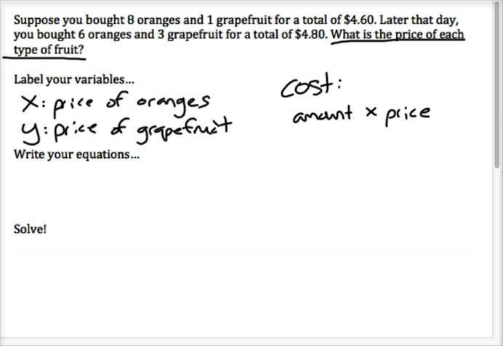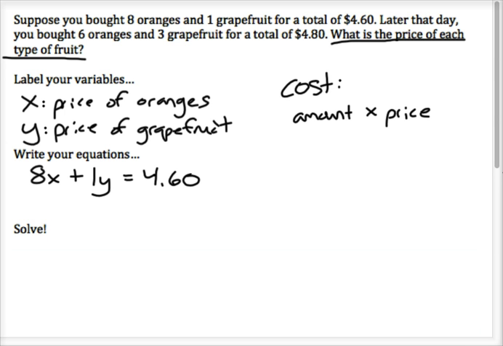Well, for 8 oranges, so when I buy 8 oranges, now the cost of that is going to be 8, which is the amount, times the price. Well, the price is that variable that I've already set up, that X. All right, so I'm spending 8X dollars on oranges, and on the grapefruit, I'm buying 1 grapefruit, and each one is Y dollars. So 8X and 1Y led to a total of 460.